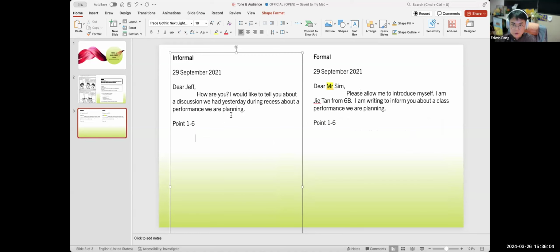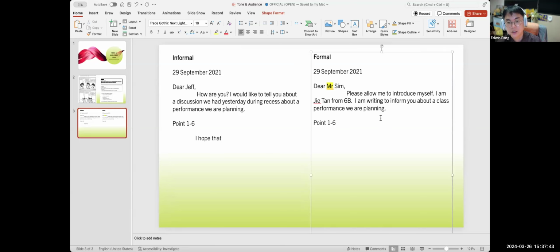So for informal, can you still remember what is the standard way to end an informal email? Anyone? Can you remember what's the first thing I always write in the last paragraph? Skylar? I hope that. Yes, thank you, right? So that's the stem, right? Okay, so I hope that, that is the stem for the last paragraph.